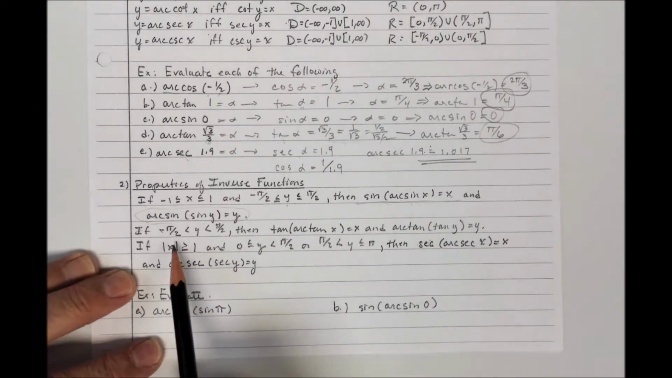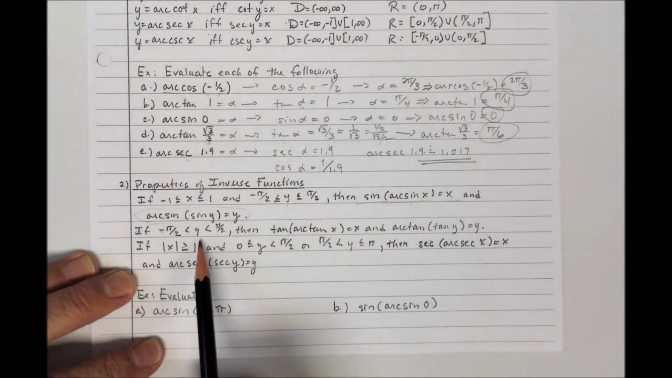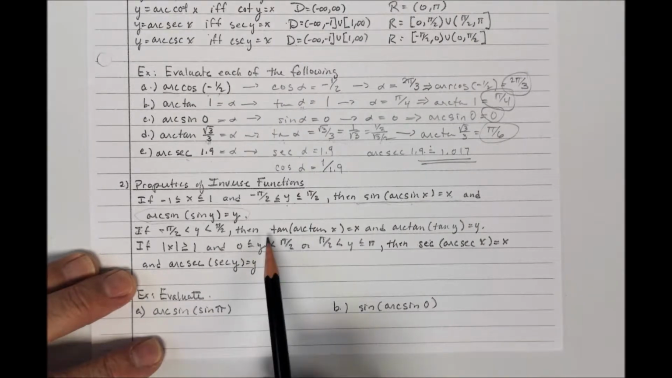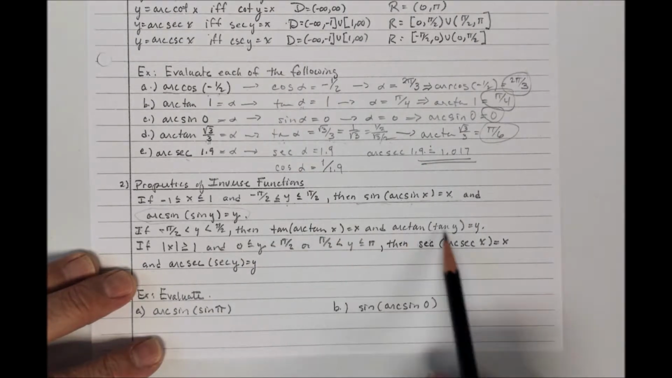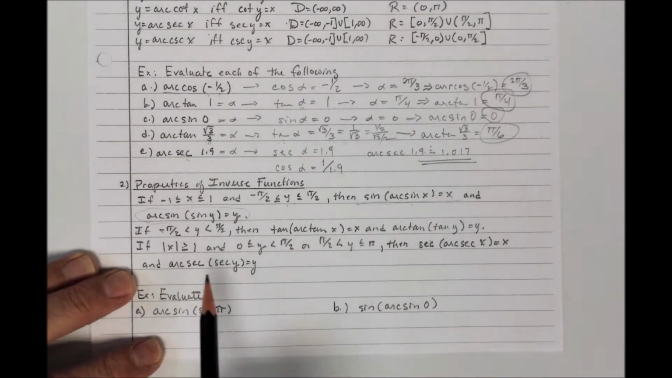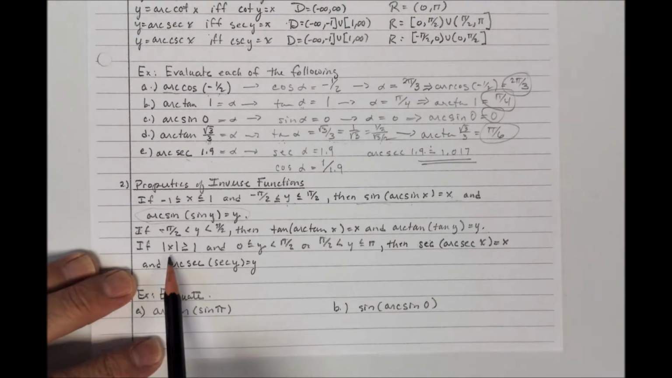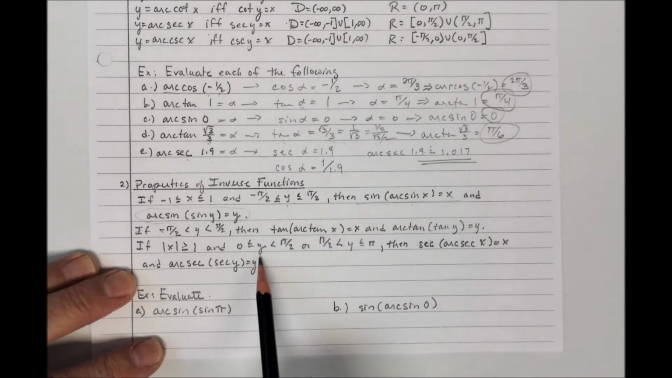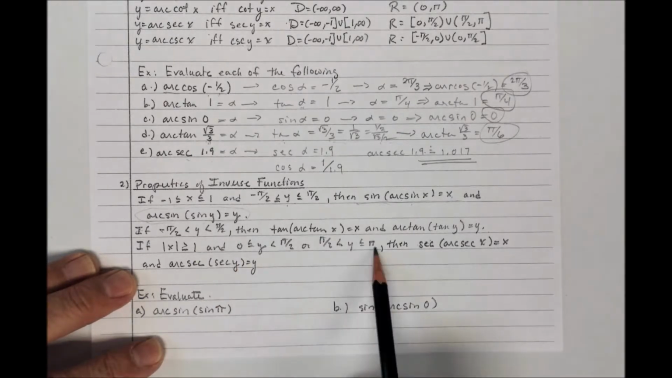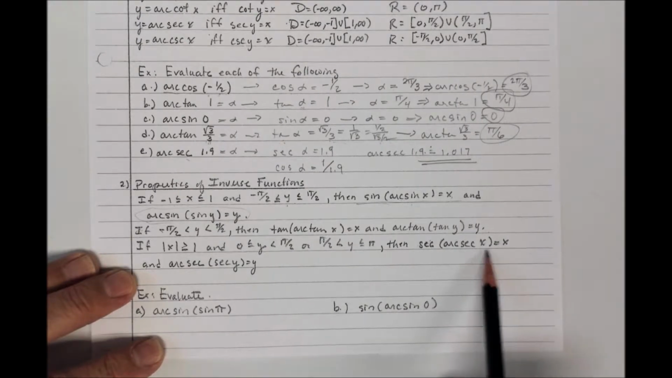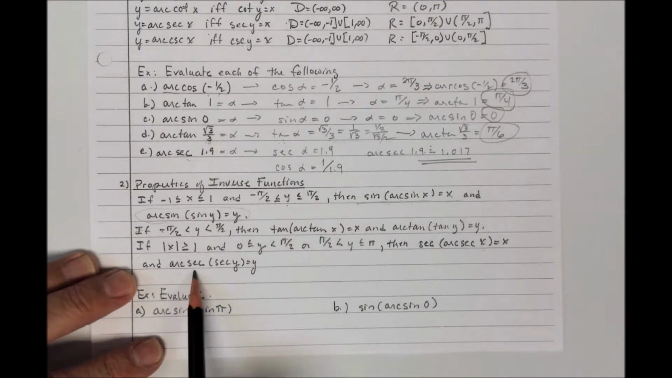And in here, if negative pi over 2 is less than y is less than pi over 2, the tangent of the arctangent of x is equal to x, and the arctan of the tangent of y is equal to y. And then down here, if the absolute value of x is greater than or equal to 1, and y is between 0 and pi over 2, or y is between pi over 2 and pi, including 0, including pi, then the secant of the arcsecant of x is x, and the arcsecant of the secant of y is y.